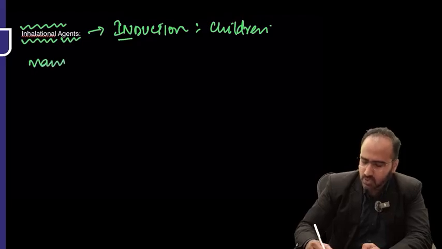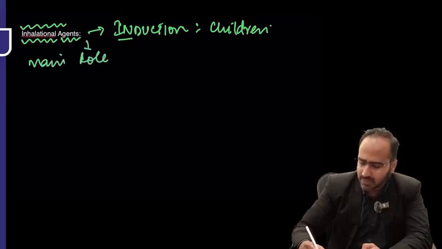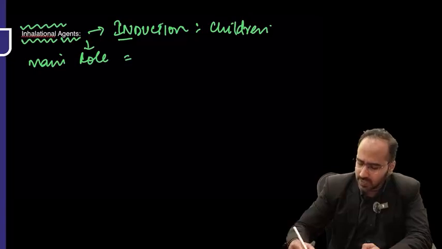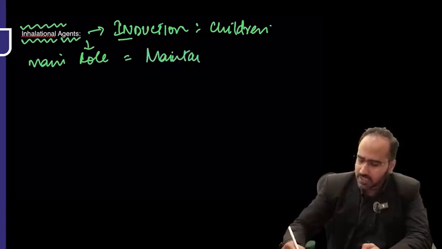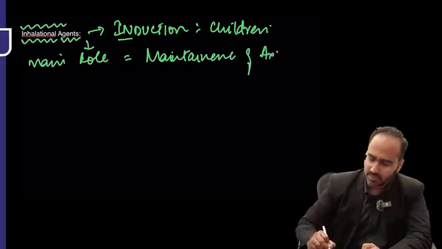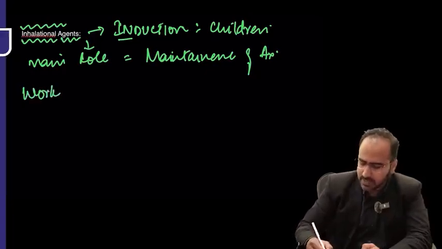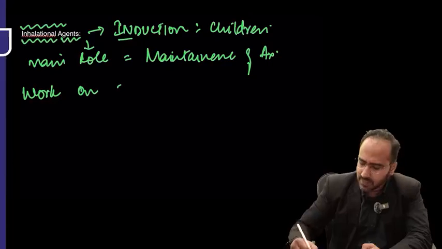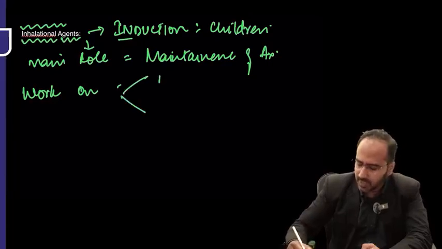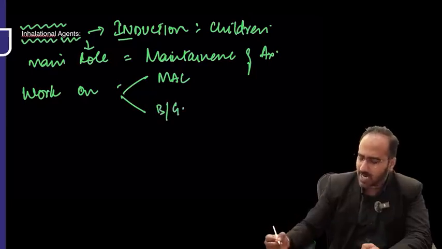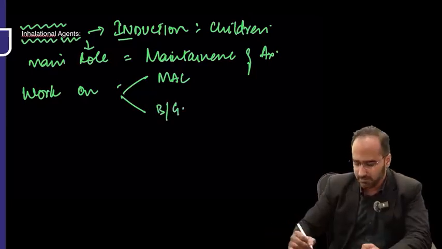But the main role of inhalational agents is what, guys? They are used for maintenance of anesthesia, right? These inhalational agents work on two principles. What two principles? The principle of MAC and the principle of blood gas partition coefficient.